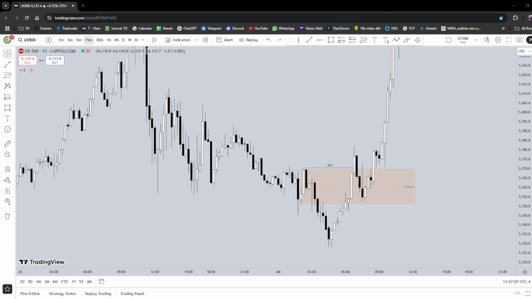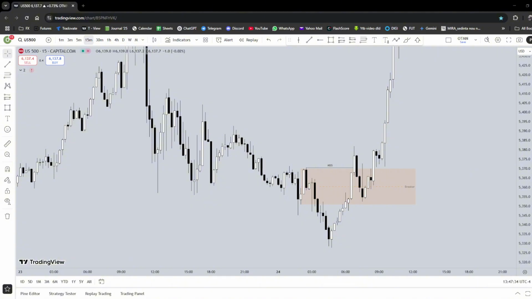So here's what a breaker looks like. You'll see price break structure through an old bullish order block or bearish order block, then come back to that zone, but now it acts as resistance. Smart money use that order block to trap longs or shorts, reverse the market, and now they defend the other side. Basically, the market flipped sides like it owes no loyalty.